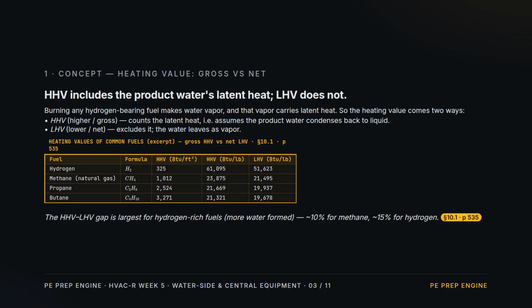Concept 2. Heating value, gross versus net. Burning any hydrogen-bearing fuel makes water vapor, and that vapor carries latent heat. So the higher heating value counts that latent heat. It assumes the product water condenses back to liquid, and the lower heating value excludes it, letting the water leave as vapor. Read the table. Methane's higher value is about 10% above its lower value, and hydrogen's gap is bigger still, because hydrogen-rich fuels make the most water. Which basis you use will decide the efficiency you report.